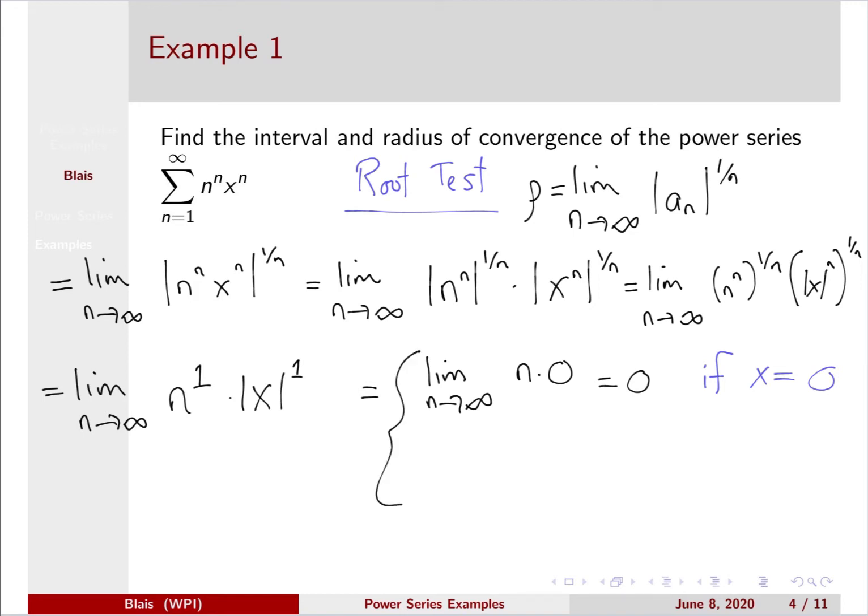If x is anything else, think of factoring your absolute value of x out. Remember, the absolute value of x has no n term in there. As far as the limit is concerned, it's a constant. So we can factor it out of the limit, and we have the absolute value of x times the limit as n goes to infinity of n. And note, if x is anything but 0, you get some positive constant times this limit, and that limit is infinity. So we get infinity if x is different than 0.